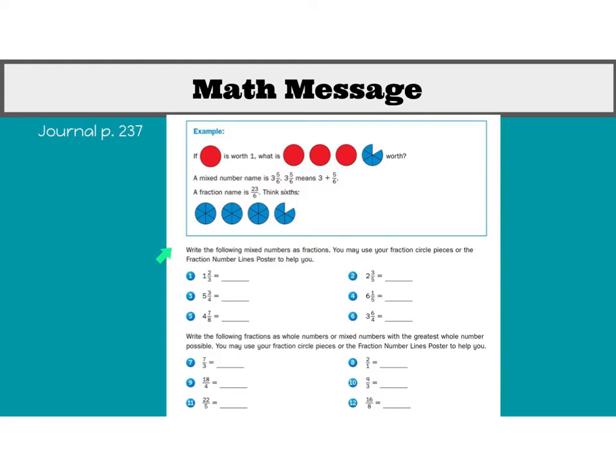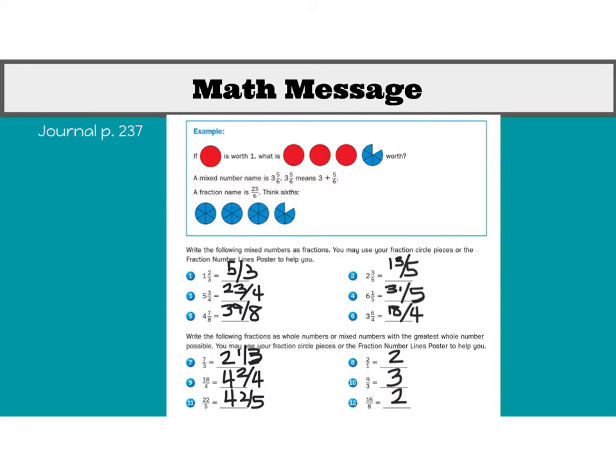So what you're going to do for this first part is you're going to write the following mixed numbers as fractions. And of course, you can use your fraction circle pieces or fraction number line to help you if you need it. And then for the second set, you're going to write the fractions as whole numbers or mixed numbers with the greatest whole number possible. You may use your fraction circle pieces again or your fraction number line poster to help you. So go ahead and pause your video now and complete those 12 problems.